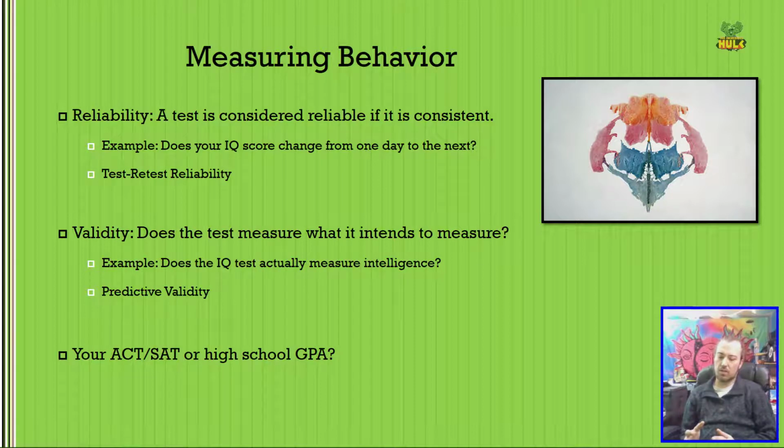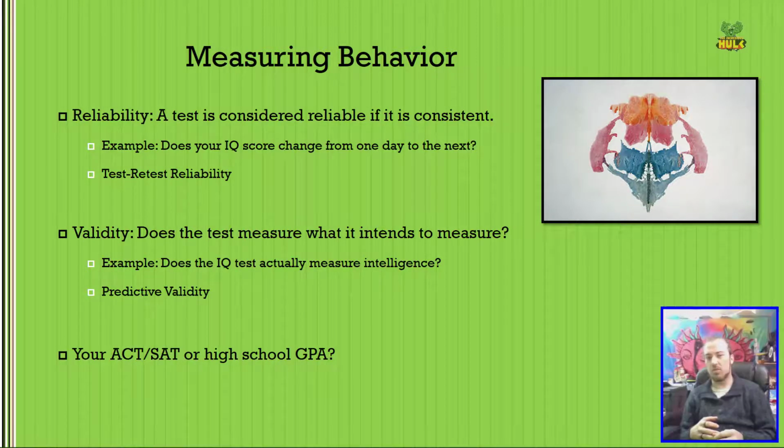The other thing you need to be concerned about is whether or not the scale that you're using actually measures the thing that you want it to measure. So let's say I wanted to measure intelligence. How do you measure intelligence? Well, there's a test out there called the intelligence quotient, okay? The intelligence quotient is reasonably reliable.